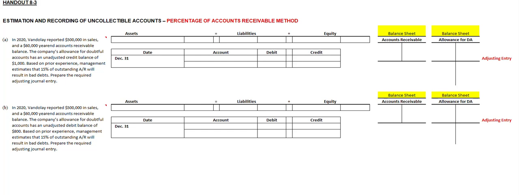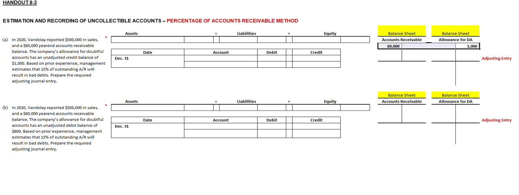In this video, we're going to walk through Handout 8-3. We're going to estimate and record uncollectible accounts using the percentage of accounts receivable method. We're told that in 2020, Vandelay reported $500,000 in sales and a $60,000 year-end accounts receivable balance. The company's allowance for doubtful accounts has an unadjusted credit balance of $1,000.